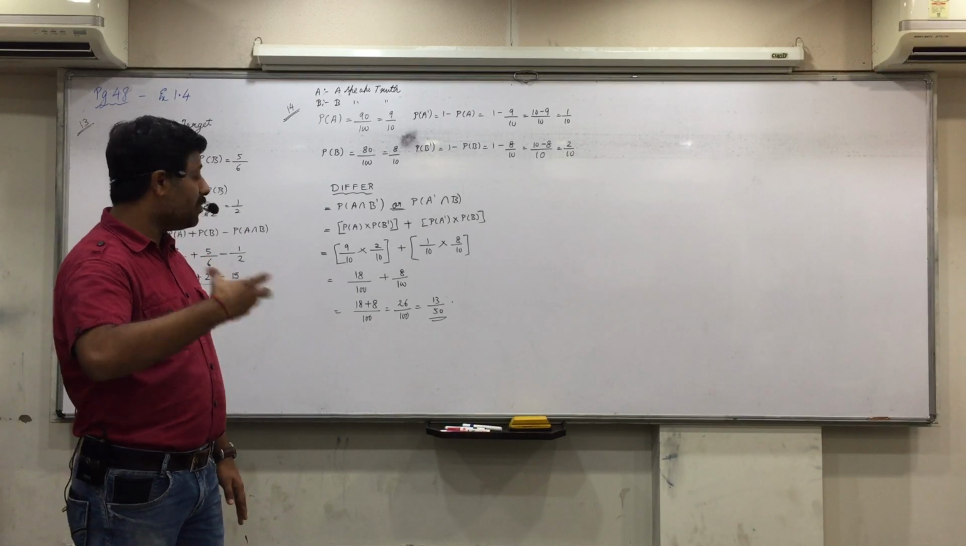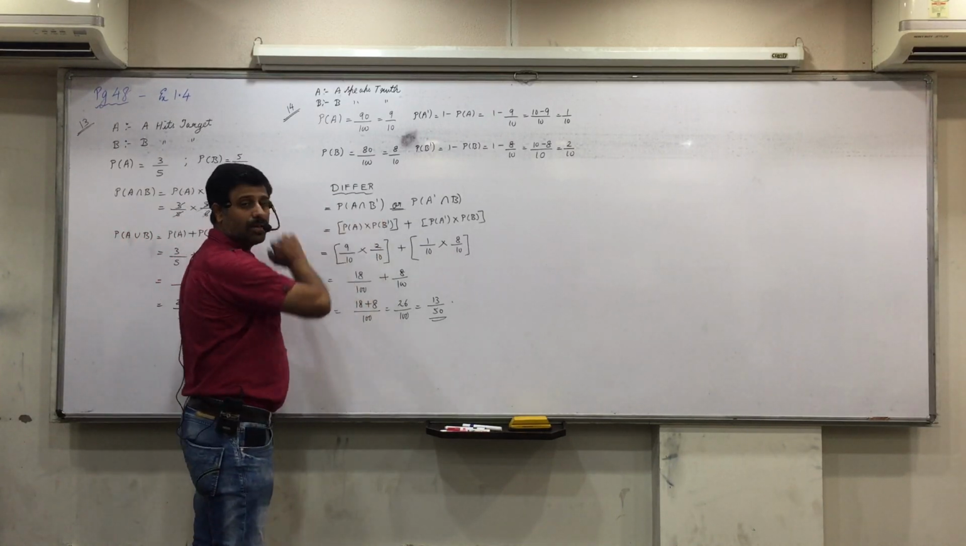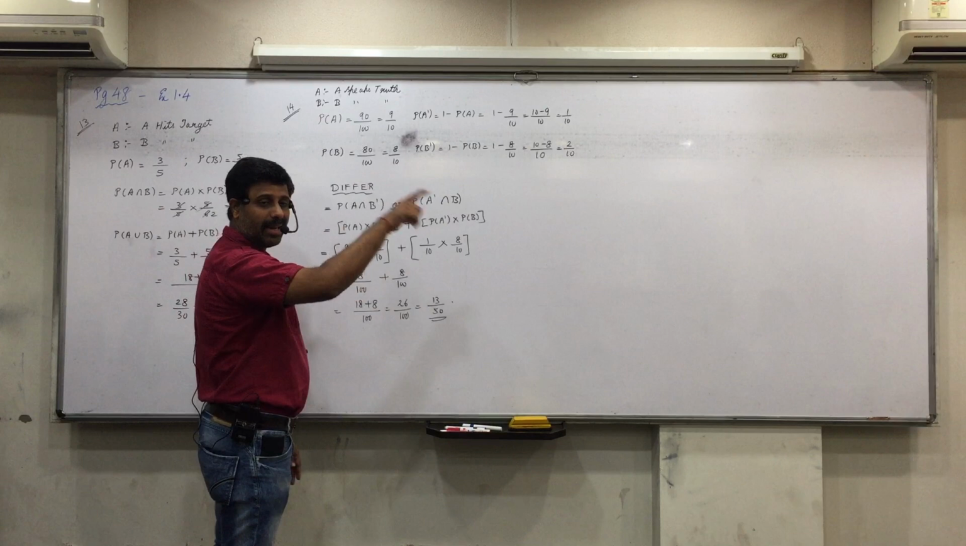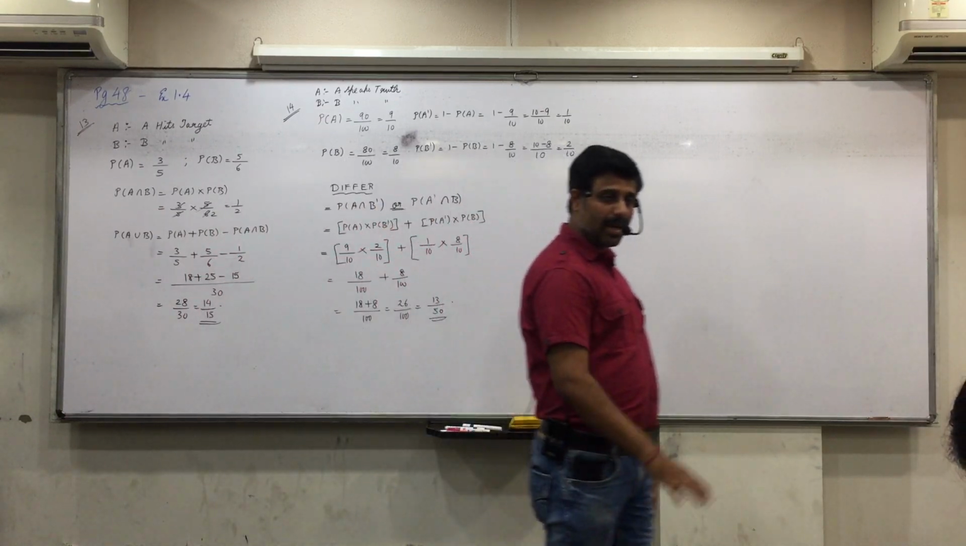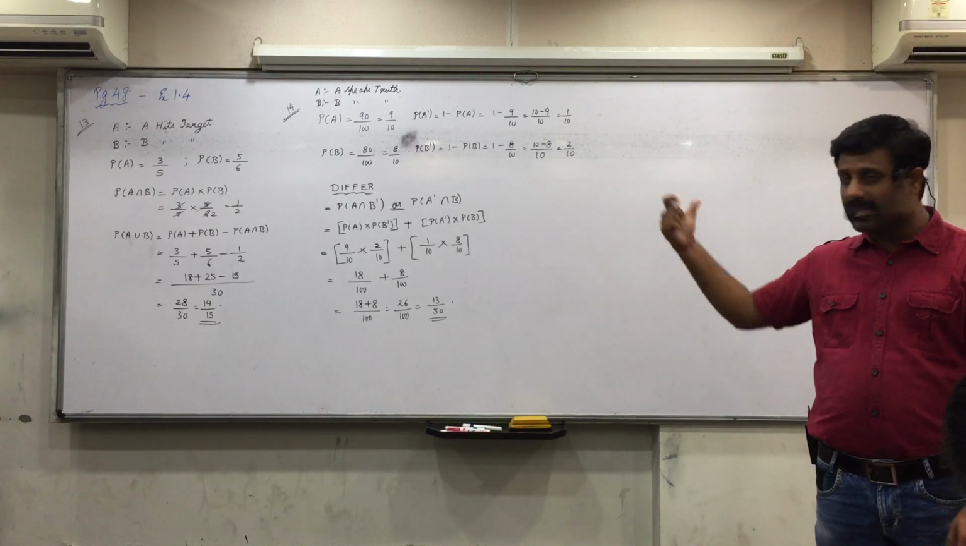Now we have to interpret. What do you mean by they differ? They differ means A speaks truth and B does not, or B speaks truth and A does not. So in the question no intersection is indicated. That we have to understand from the language, they differ.